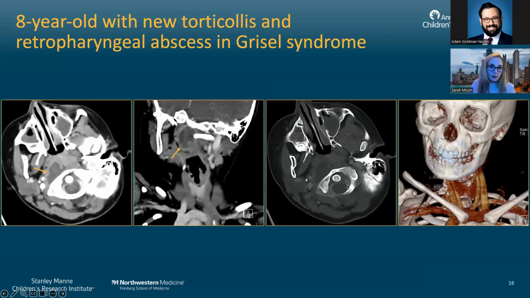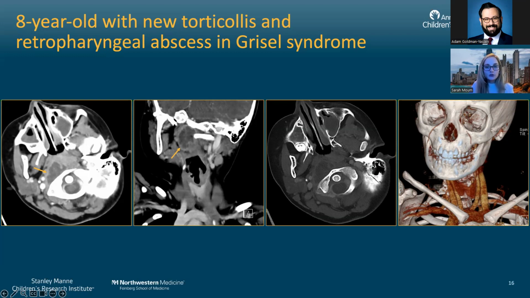The other thing to note, when you look at the bone images that I've included, you can see that there's an asymmetry of the atlantodental interval, not subtly on the coronal imaging, and especially on this 3D reconstruction, we can appreciate that there's a head tilt, helping to show us what the torticollis looked like clinically. So this is a case of Grisel syndrome.